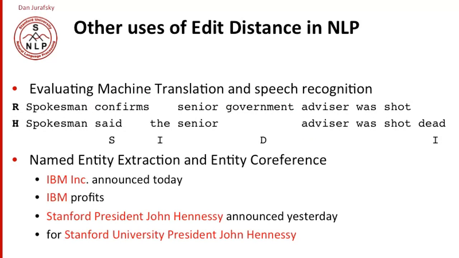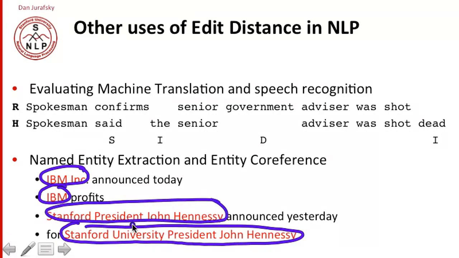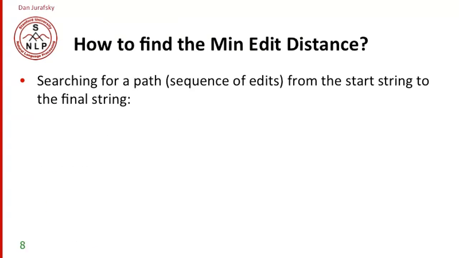Similarly, in tasks like named entity extraction, we're going to want to know if "IBM Inc." and "IBM" are the same entity, or if "Stanford University President John Hennessy" is the same entity as "Stanford President John Hennessy." We can do that by using edit distance to notice that these are very similar with one word different, and here one word different. By measuring the number of words different, we can improve our accuracy at named entity extraction and other kinds of tasks.